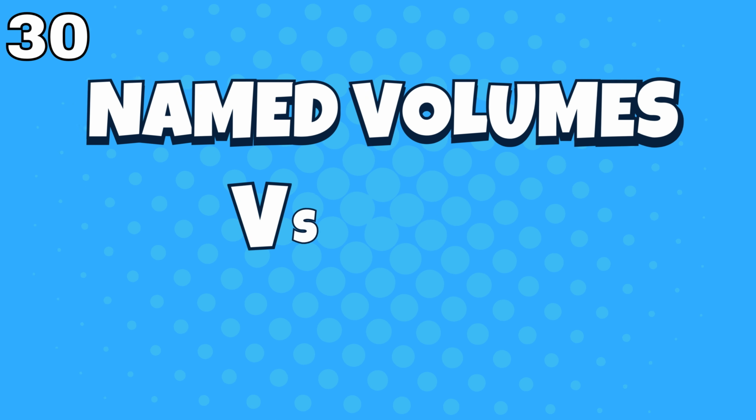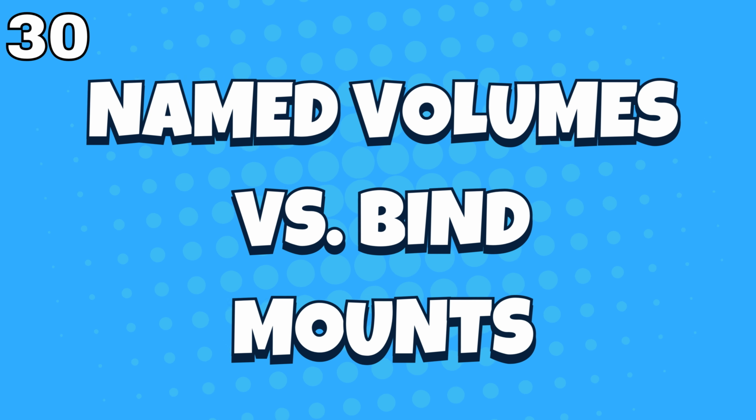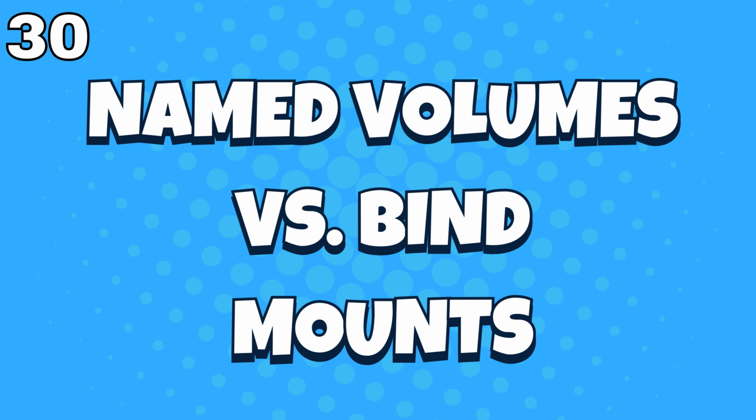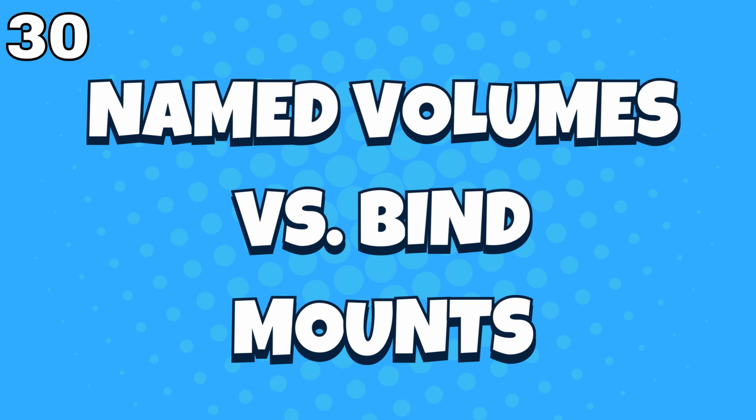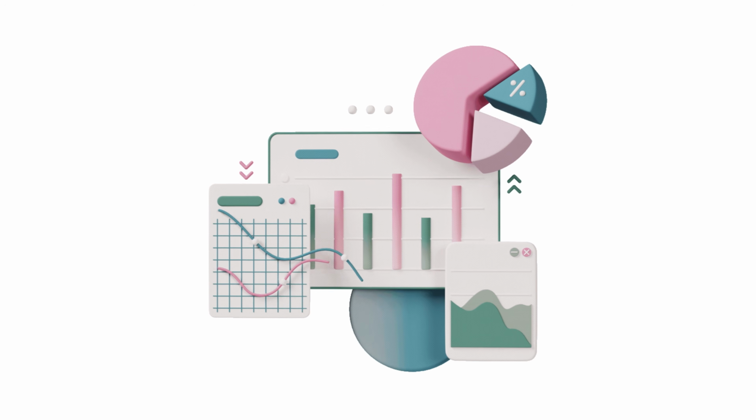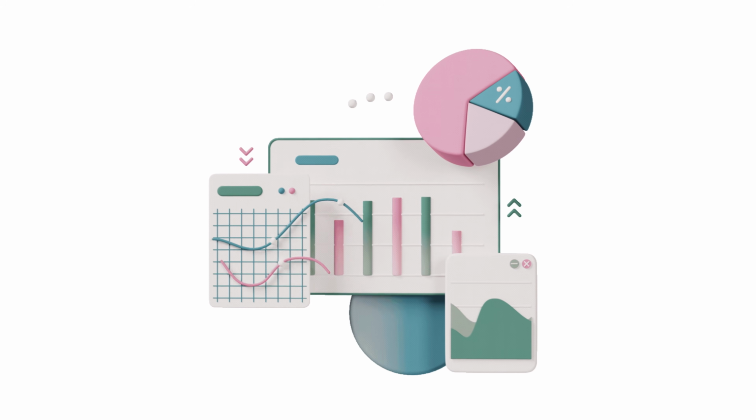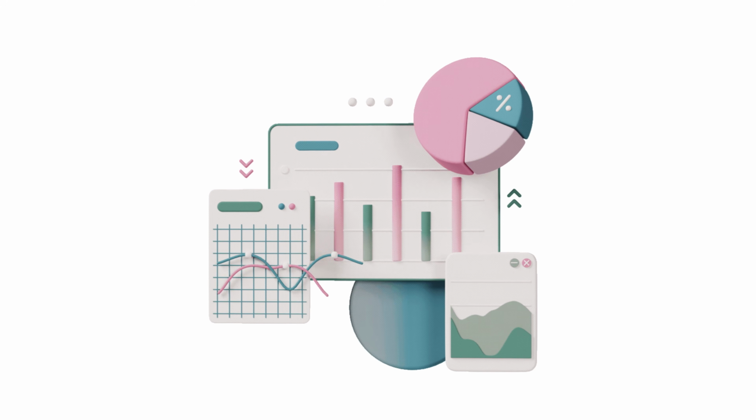Let's talk about data persistence, because when a container is removed, its data is gone. That's fine for stateless services, but not for databases or apps that store files. Docker solves this with volumes, and there are two main types you need to know: named volumes and bind mounts. A named volume is managed by Docker. You just give it a name, like db-data, and Docker stores it in its default location. Simple, clean, and great for most use cases.